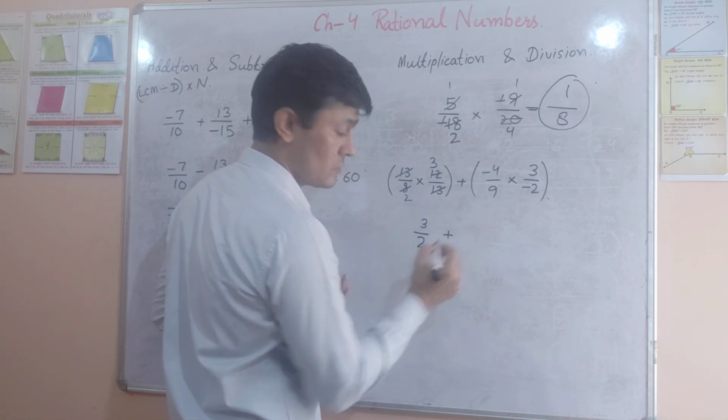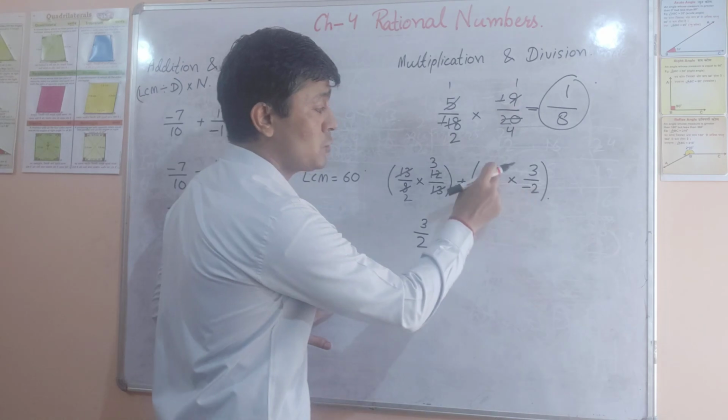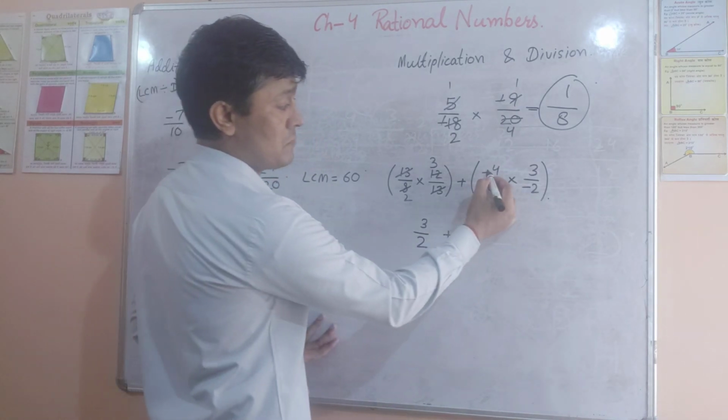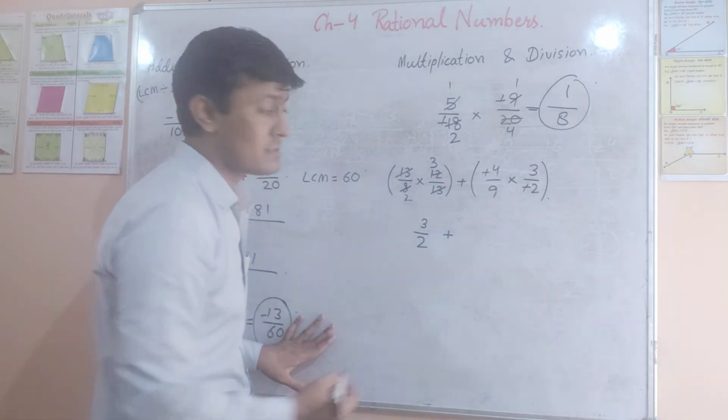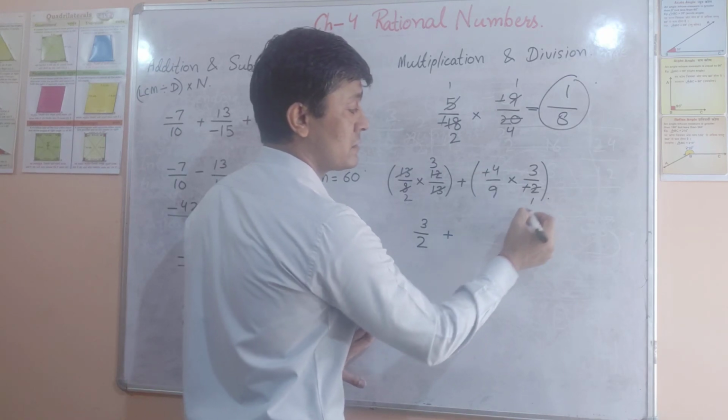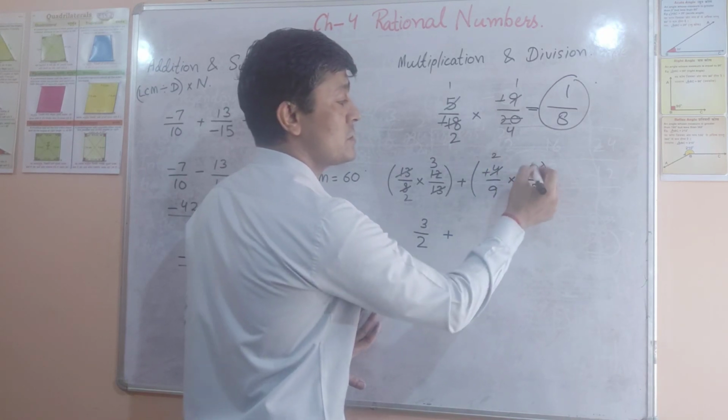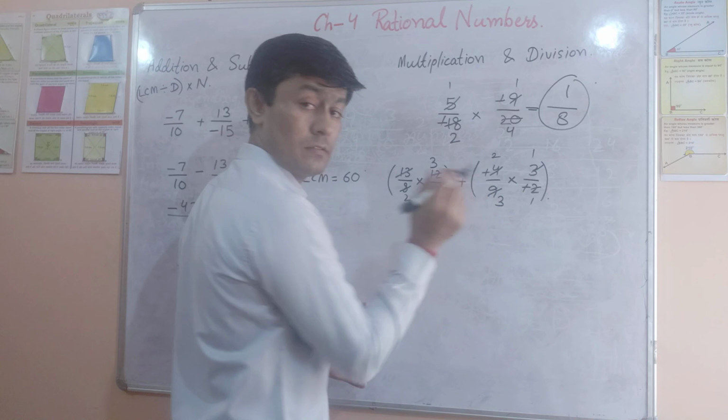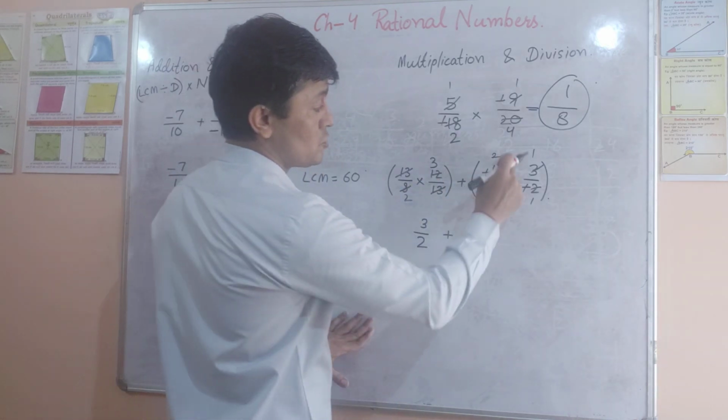Now, plus sign once again. 4 and 2 can they be cut? First of all see, minus and minus, they will be cancelled out. 2 and 4 they can be cut. 2 1s are, here 2s are. 3 1s are, here 9, 3 3s are. So 2 upon 3.